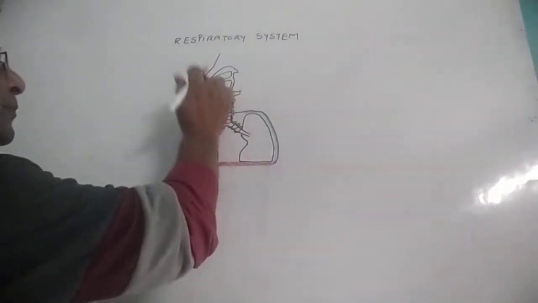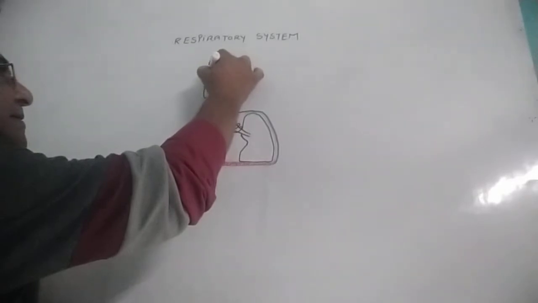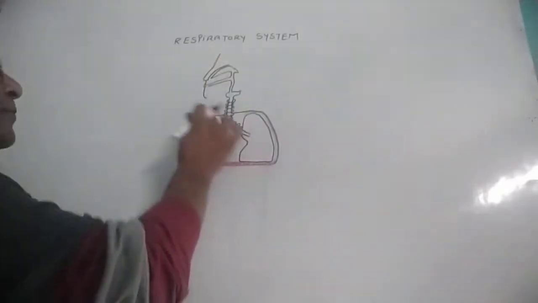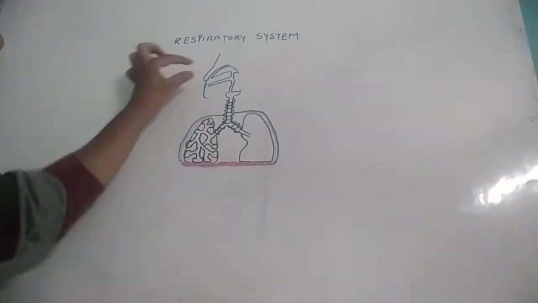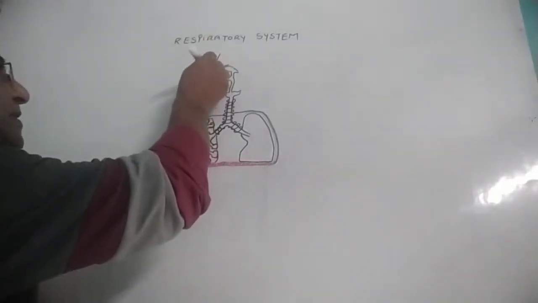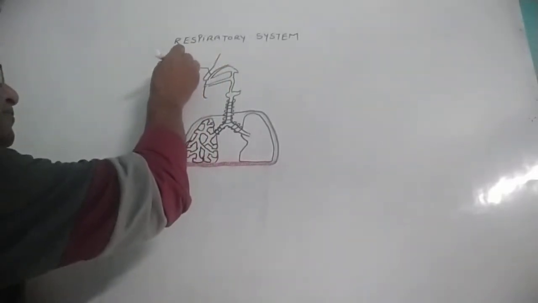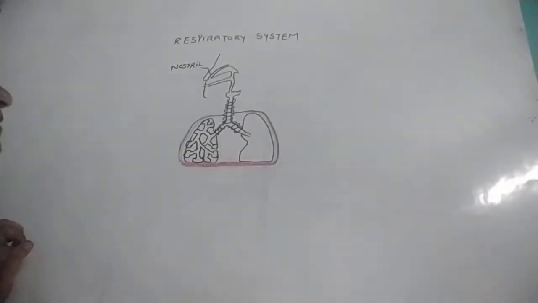First of all, this is the nasal cavity. Remember that. Above the mouth there is a nose. The nose has two openings or cavities called nostrils. So this is basically nostrils. We will understand the details of the nostril. First part is nostrils and the separating part.